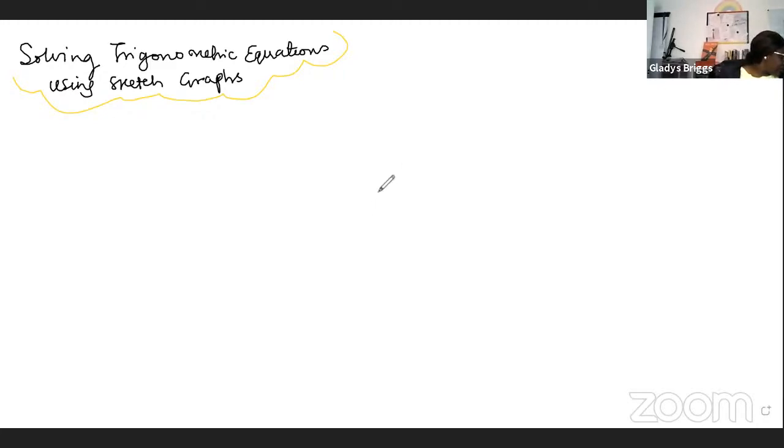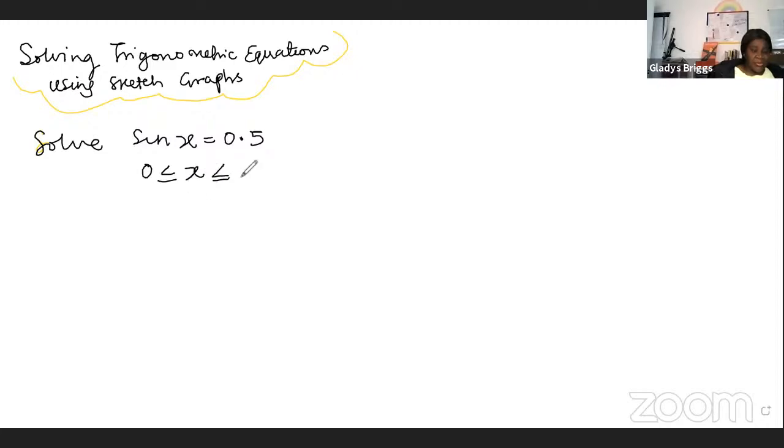So let's say you have the equation sine x is equal to 0.5, yeah? Maybe you're being asked to solve the equation sine x is equal to 0.5, for 0 less than or equal to x less than or equal to 360 degrees, yeah?